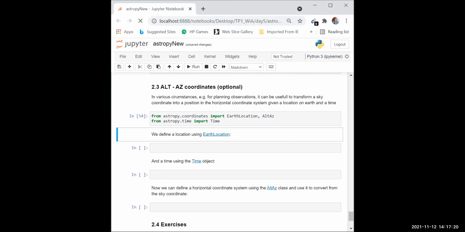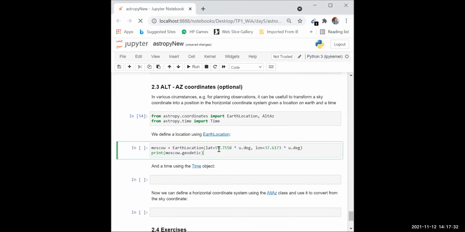So we define some Earth location. Suppose I'm looking at some place, say for example, Moscow. So Moscow, and we have got this Earth location function from astropy coordinates, and it works this way.